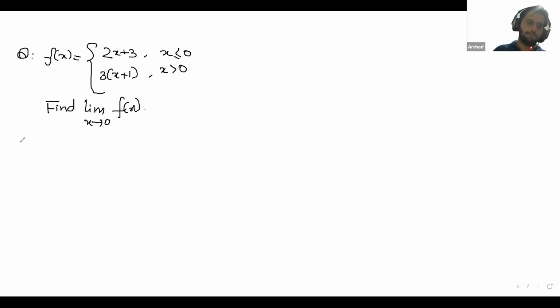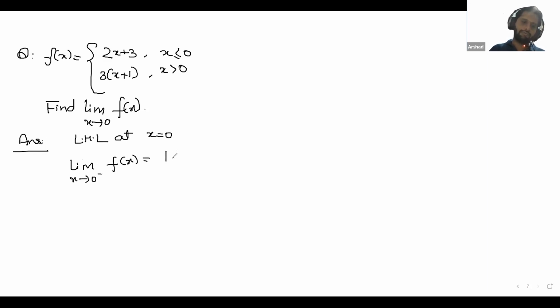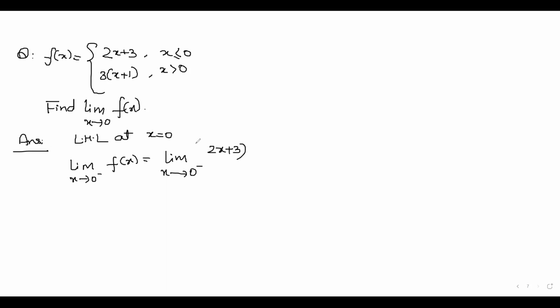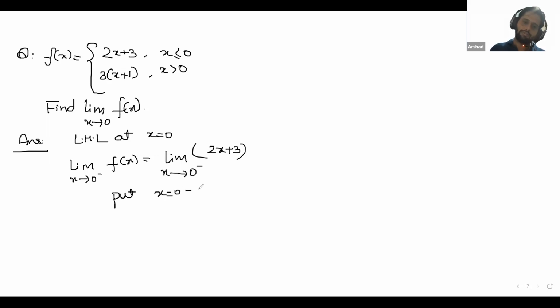I will solve this question. So all of you, please check here. There is an inequality. That's why we will not do this question directly. We will use the LHL and RHL method. So LHL at x is equal to 0. So what we will get here, limit x tends to 0 minus f(x). Who can tell me, Atif, which function we will use? First or second? So first one, 2x plus 3. Very good. 2x plus 3. Next, we will put x is equal to 0 minus h, and in the bracket we will write when x tends to 0 minus, h tends to 0.